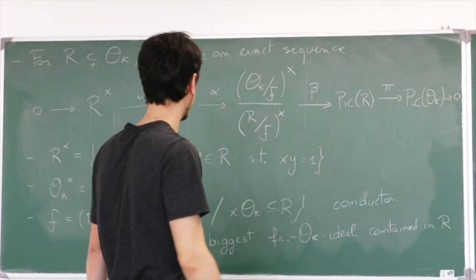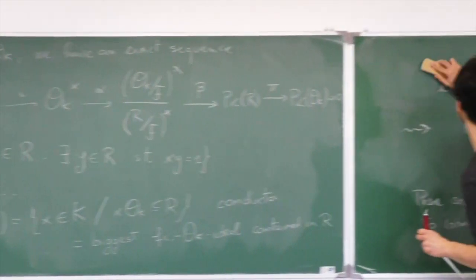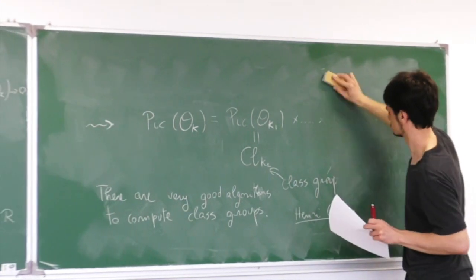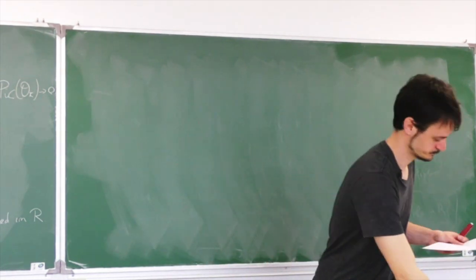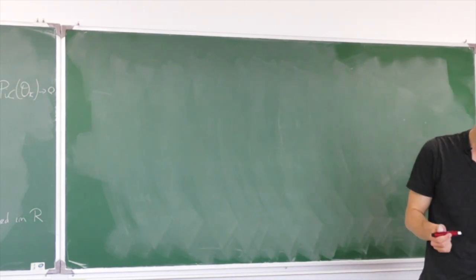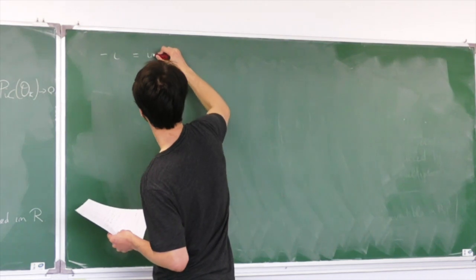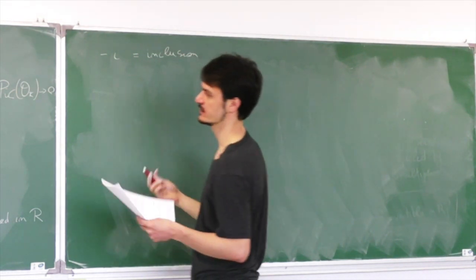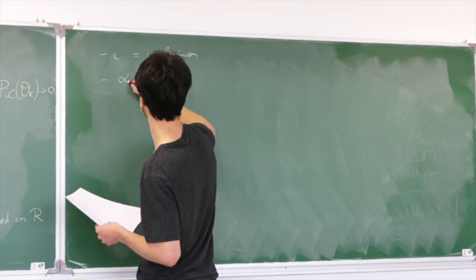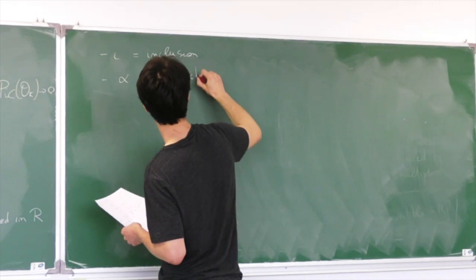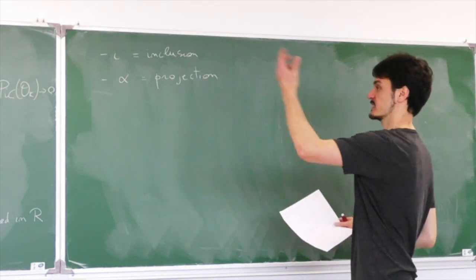Okay, and then let me define the maps iota, alpha, beta, and pi. Iota is just the natural inclusion. If you take a unit in R, this will also be a unit in O_K. Alpha is the projection. Maybe you have to think a little bit that it's well defined, but it's not hard. You take a unit in O_K and you send it to the class inside the quotient.